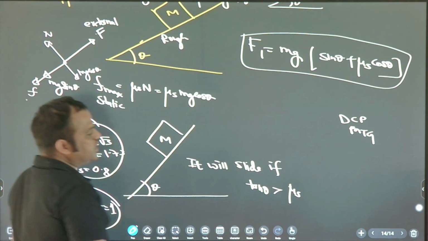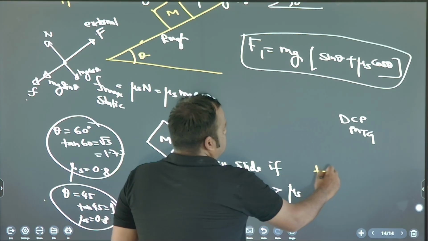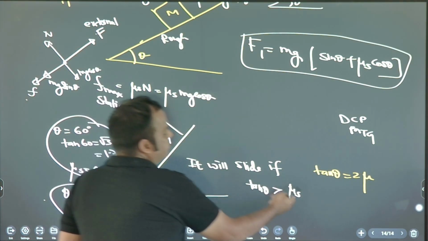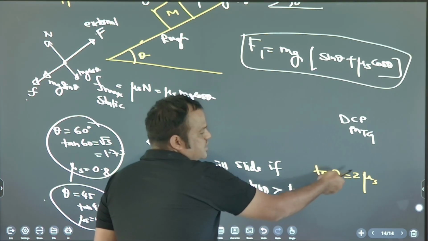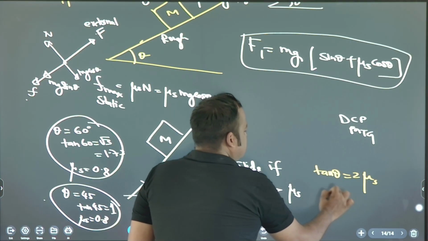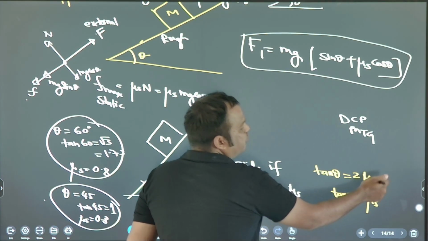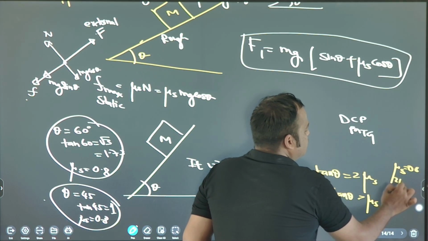Now in the question, what is given? What is tan theta given in the question? Tan theta is given as 2 mu. Mu means mu s here. So 2 times, so clearly it is greater. Okay. So tan theta is greater than mu s. Like for example, mu s is 0.8. Suppose I am just taking an example. Mu s is 0.8. So 2 mu s, how much?